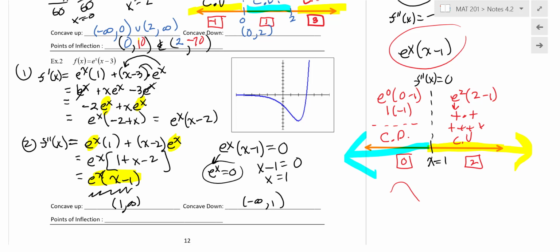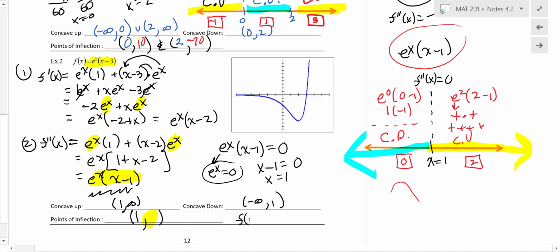X equals 1, okay? All right, so it's x equals 1. And again, I want you to write a point, not just x equals 1, we want to write a point. So to get this y value, you need to go to the function and evaluate the function. So you're going to do f of 1.